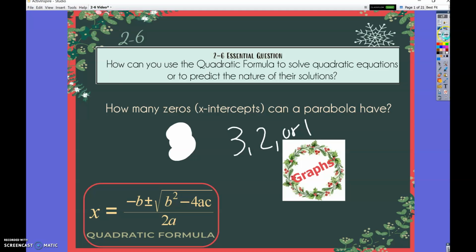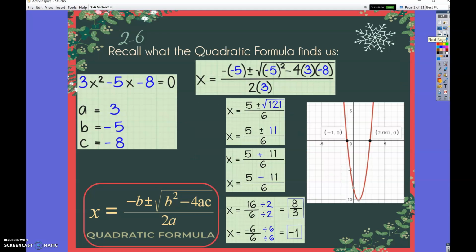Knowing that, and we want to find those intercepts, there's lots of ways we can factor. Now, you may remember the quadratic formula, and you might remember the song, but what does it actually find for you? Here we have an equation, 3x squared minus 5x minus 8. We've identified our a, our b, and our c, and plugged them into the quadratic formula.